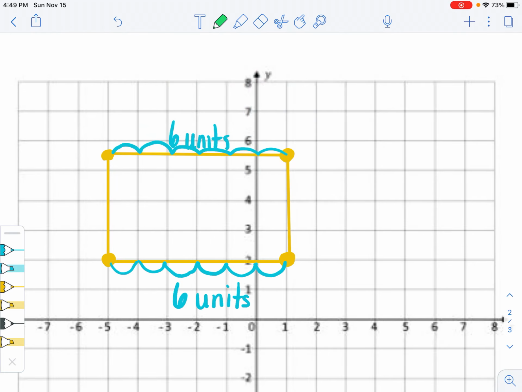Now let's look at our right and left sides. Now this is where it's a little bit trickier. Our right side is 1, 2, 3.5. So I'm going to do 3.5 units, which means our left side must also be the same. 1, 2, 3.5.